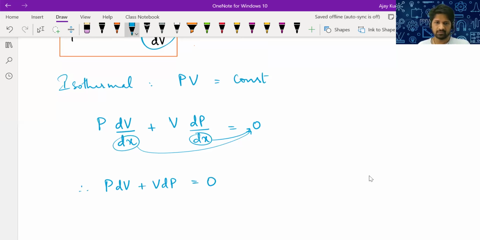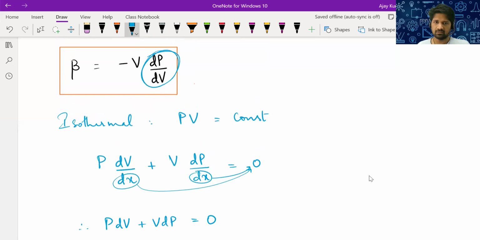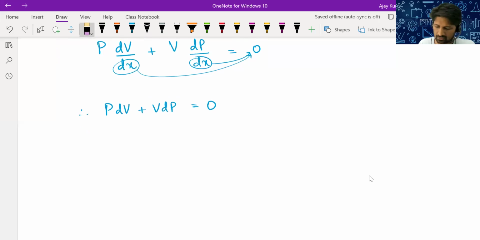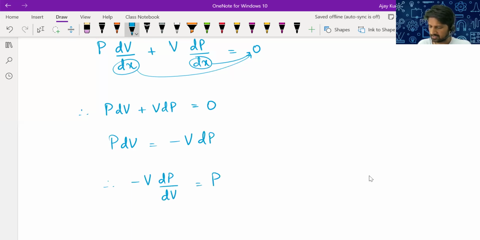Understand the approach. We wanted dP by dV. So where do we find pressure and volume in a single equation? Ideal gas equation or the process equation. The process equation for an isothermal process is PV is equal to constant. We are differentiating it. So you can write P dV is minus V dP. And what did we want? Bulk modulus is minus V dP by dV. Now send dV to that side. So minus V dP by dV is nothing but pressure of the gas. So the pressure of the gas itself is the bulk modulus in an isothermal process.